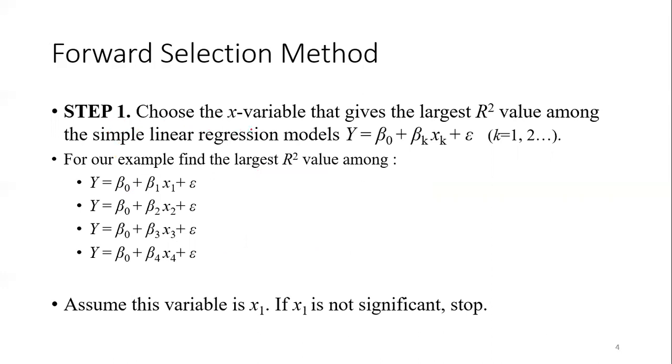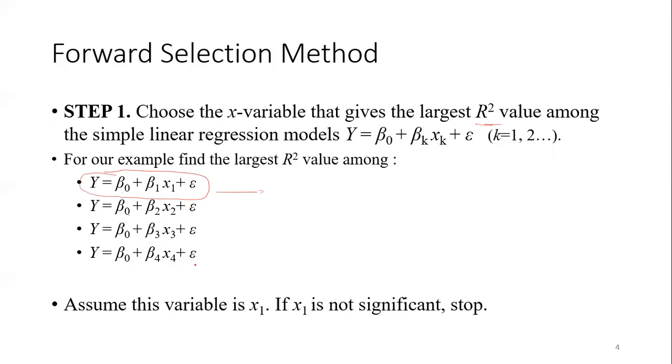Choose the x variable that gives the largest R square value among the simple linear regression models, beta 0 plus beta k xk. For our particular baby weight example, just check beta 0 plus beta 1 x1, beta 0 plus beta 2 x2, beta 0 plus beta 3 x3, and beta 0 plus beta 4 x4. Assume that this one has the greatest R square. Okay, this is the first step.